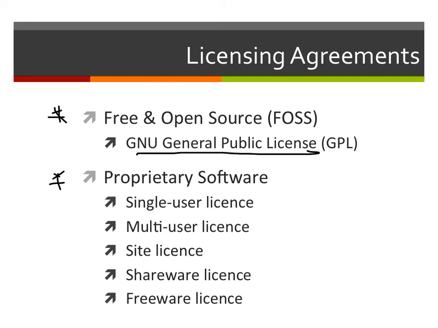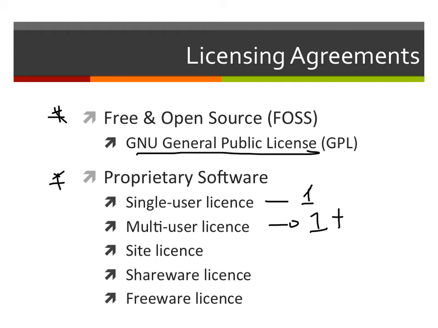Proprietary software licenses tend to be quite different, with a lot of variation in what the user is allowed to do with that software. So you've got single user licenses, where typically you buy a copy and you can use it once on one computer, intended mainly for one user. You can get multi-user licenses where you can generally install on one or more devices.